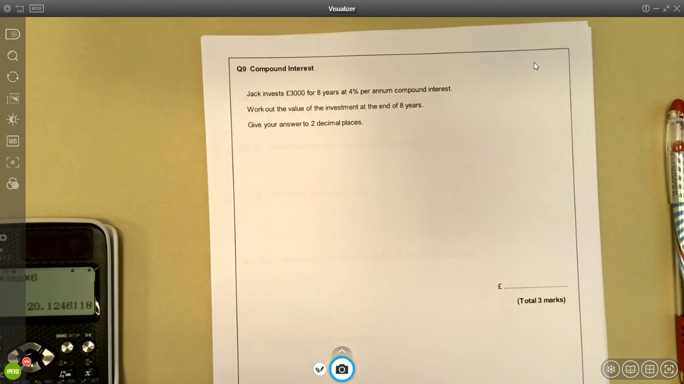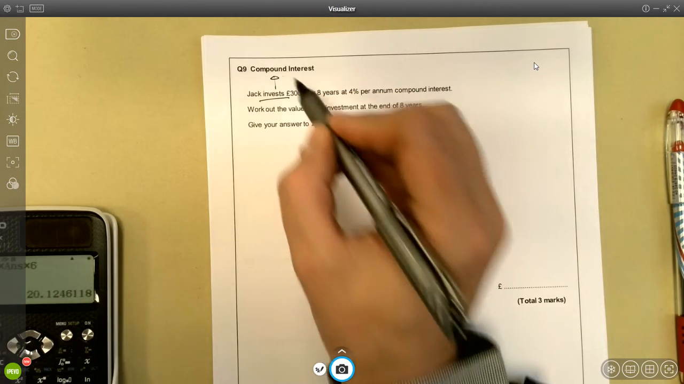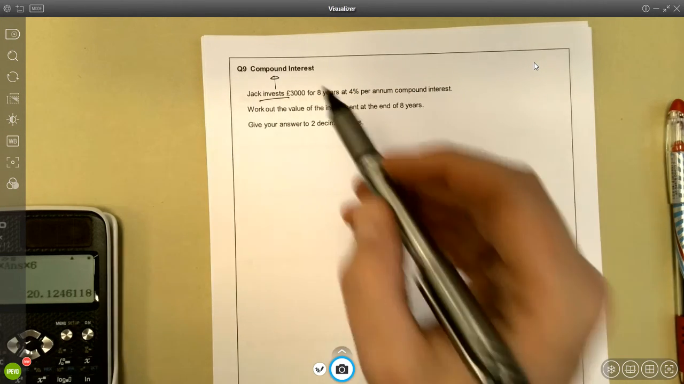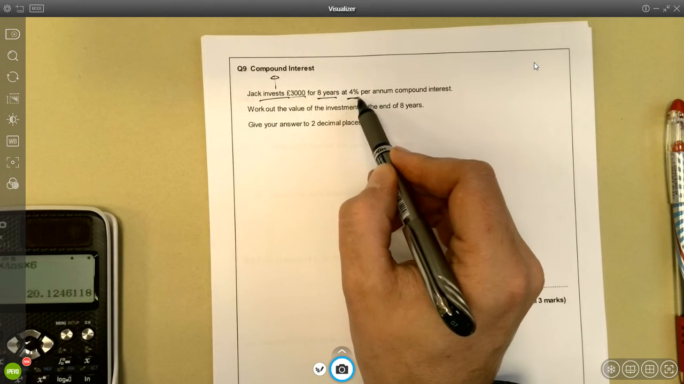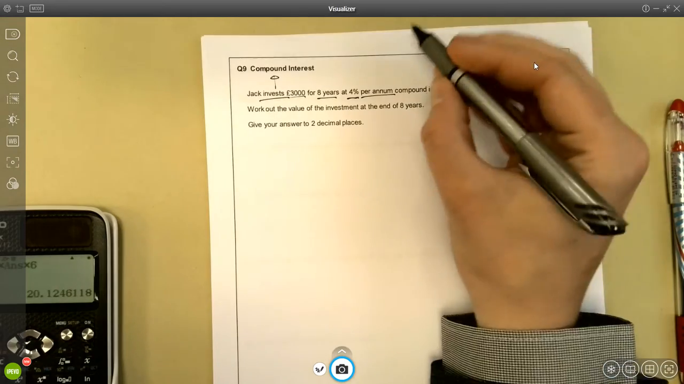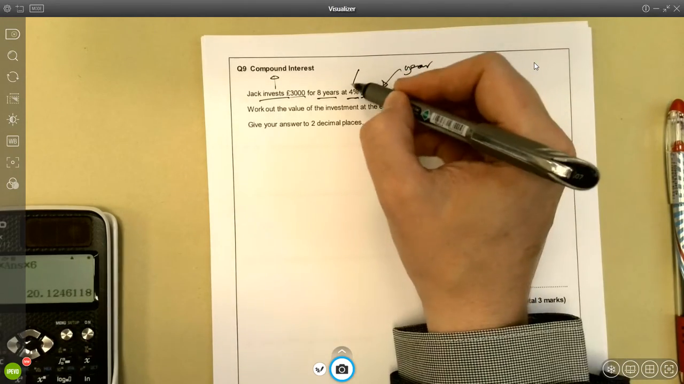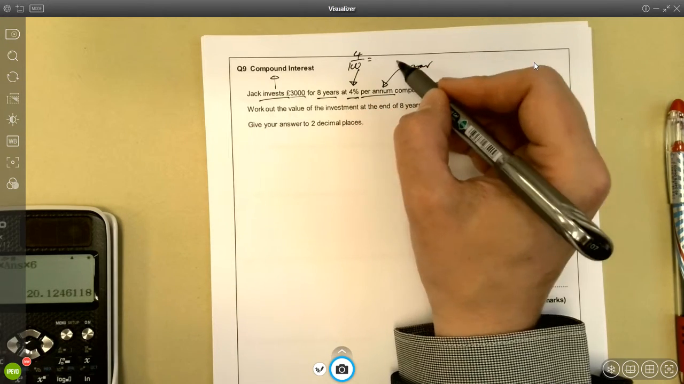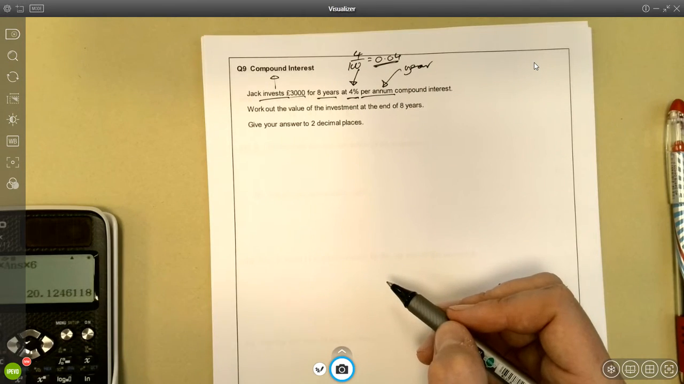Okay, on compound interest here. So you're making an investment, so an investment should go up. Okay, you're expecting more money in here. £3,000 in, 8 years at 4% per annum. That means per year. And look, 4%. Well, 4 out of 100 is 0.04. Okay, so that's dead important.